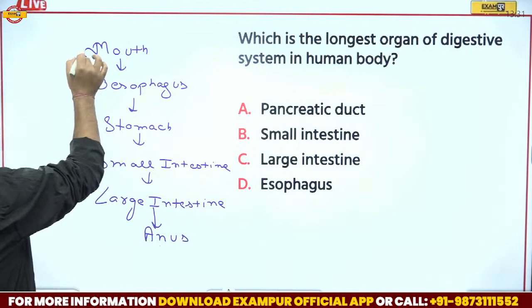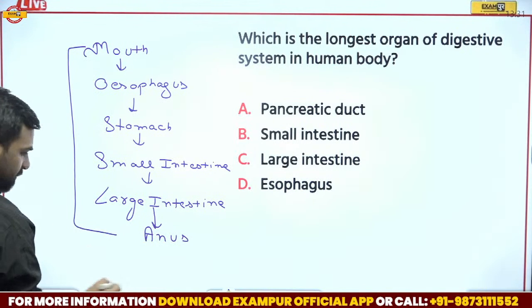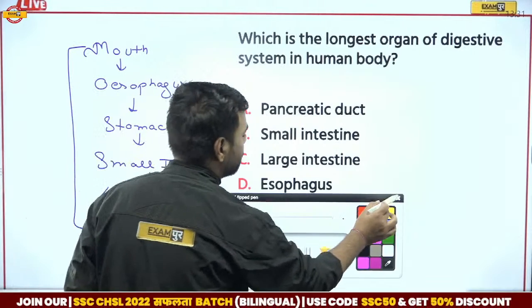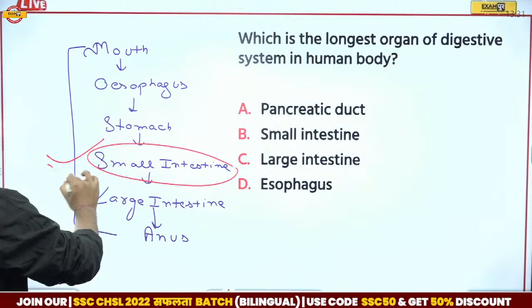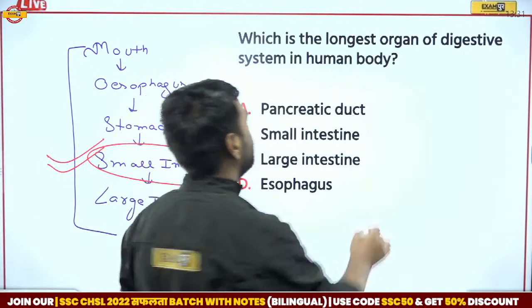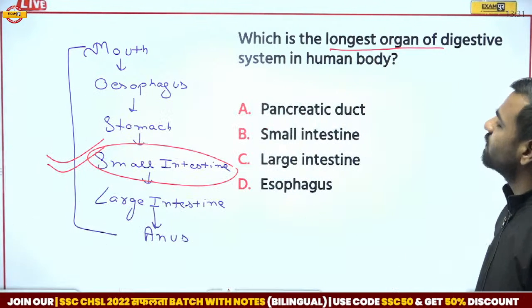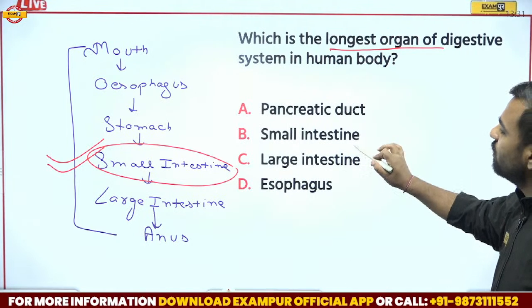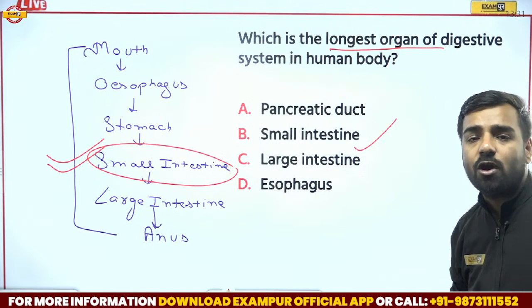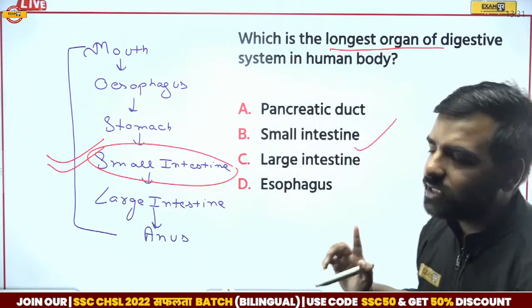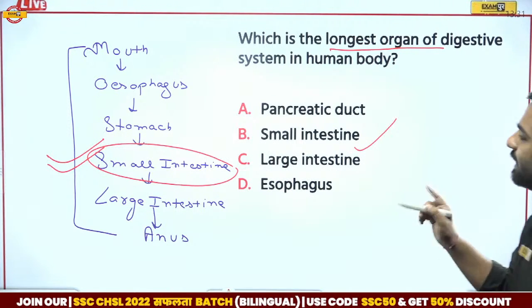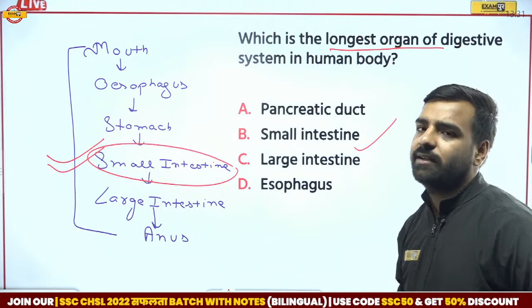So if I talk about the whole length of this part, the maximum length is of the small intestine. So, the small intestine is the largest one. When we talk about the longest organ of the digestive system, please remember the longest one is actually your small intestine. That is option number B. Do not miss this part. This is very, very important. Always remember, the small intestine is longer than the large intestine.